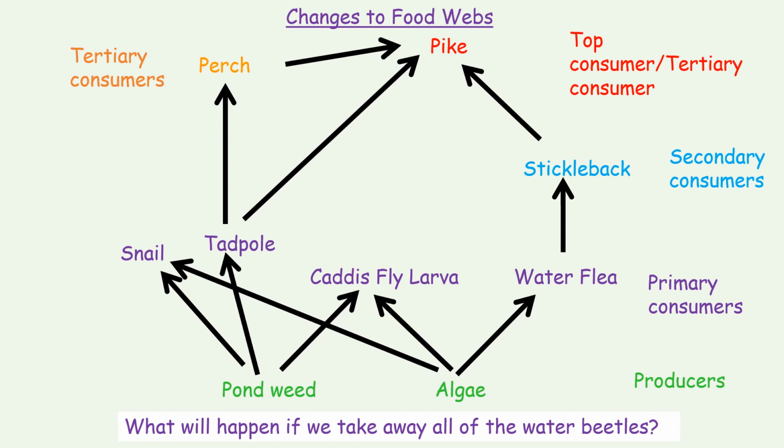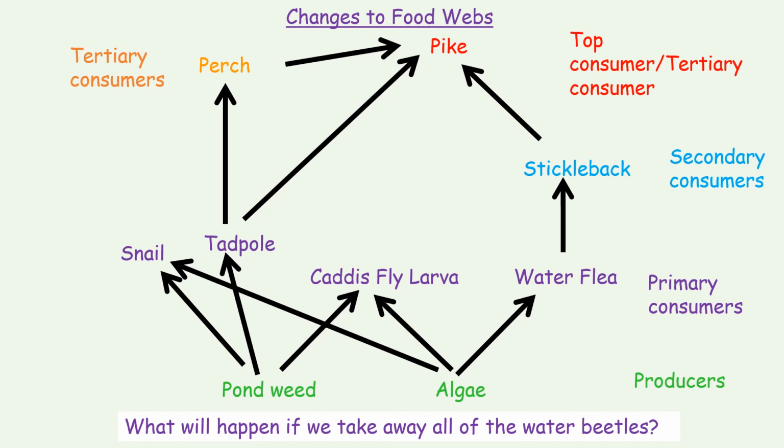So the pondweed and the algae will probably decrease because there's an increase in the number of caddisfly larvae, water flea, and tadpole because they've lost their predator. The snails will decrease because there'll be more competition from the tadpoles because again they've lost their predator. The stickleback could increase because it has more water fleas to eat, or it could decrease because pike might use it more as an alternative food source.